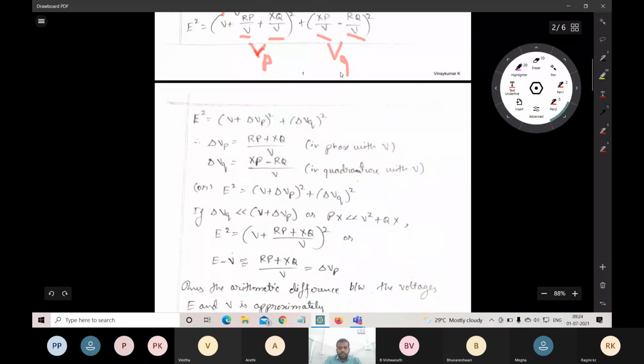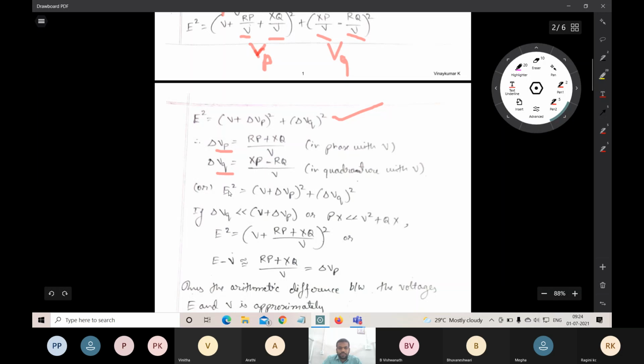So what is delta Vp? Rp plus XQ by V. Delta VQ is equal to XP minus RQ by V. So delta Vp is in phase with the V, and delta VQ is in quadrature with the V. So this is the equation now. One more time, we need to normalize and simplify these equations.